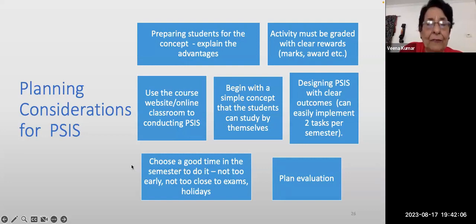I generally have 2 collaborative activities. I don't have PSIs because I teach online, but I have 2 collaborative activities for my courses, and I generally place them in week 3 and week 7. Or week 7 or week 9, whatever you can. That is my recommendation.